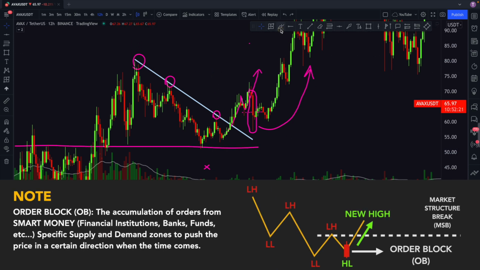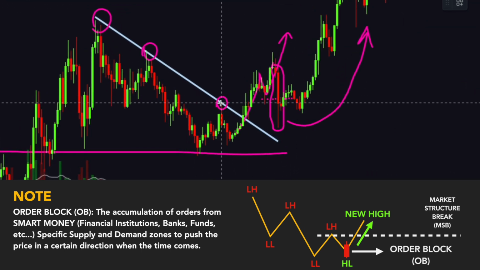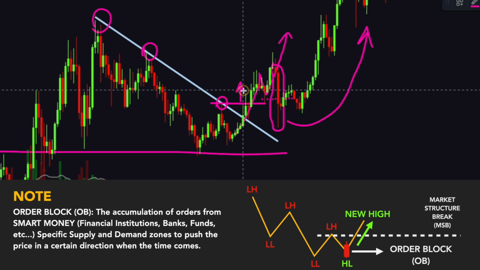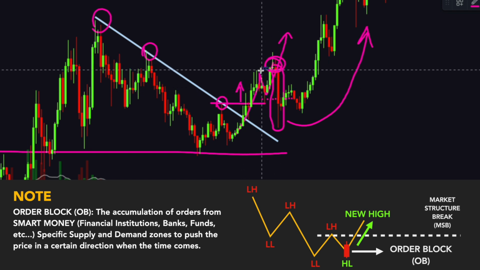They want to think outside of the box, different from beginners, instead of trading chart patterns only. So, where is the market structure changing from downtrend to uptrend? The moment that last lower high is broken here and creates a new high. So this is called a market structure break.